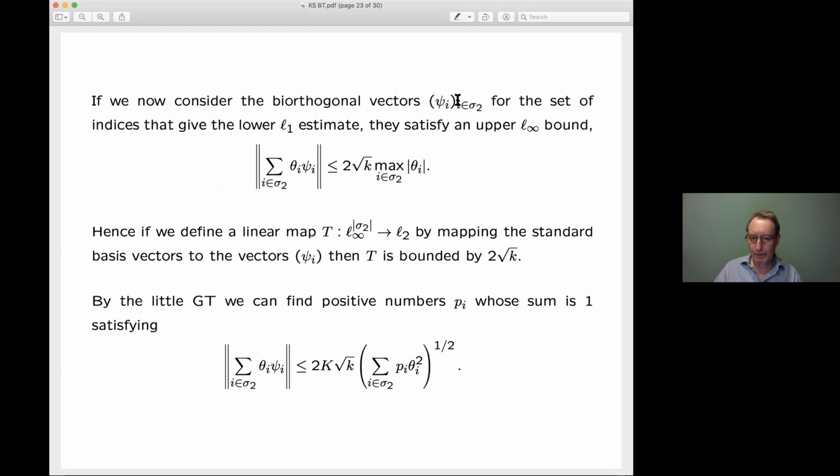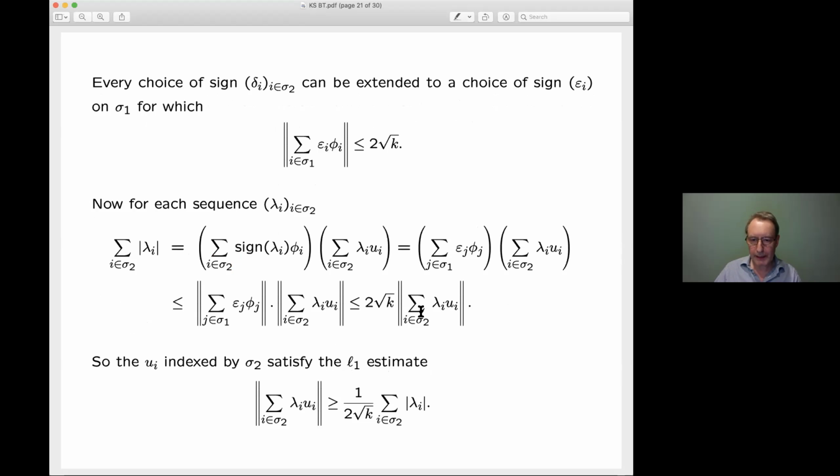So of course, bi-orthogonality is a property of an entire sequence. The original phi I is not attached just to one of the UIs. It's attached to the whole family. That's what bi-orthogonality forces. So these are now new bi-orthogonal functionals for the vectors that we selected at the last step. Since those vectors satisfy a lower L1 estimate, the bi-orthogonal functionals satisfy an upper infinity estimate with this same constant 2 root k that appears here.